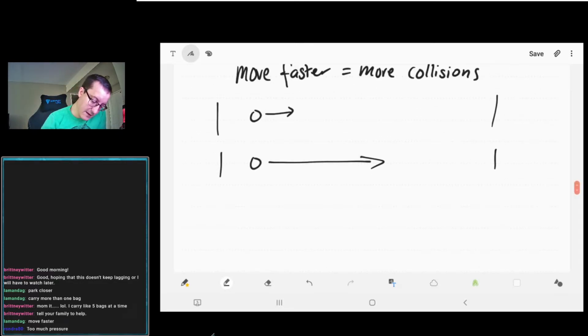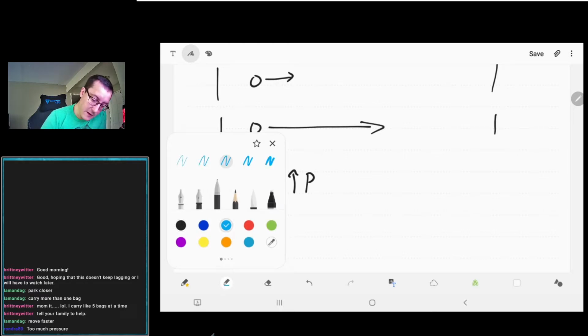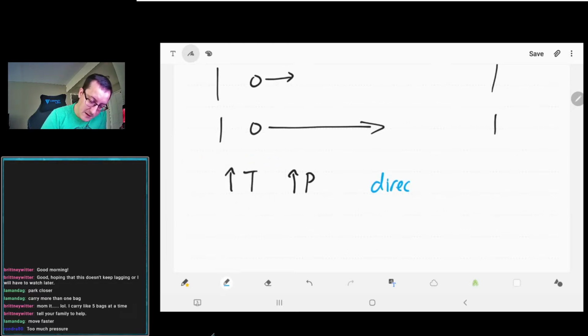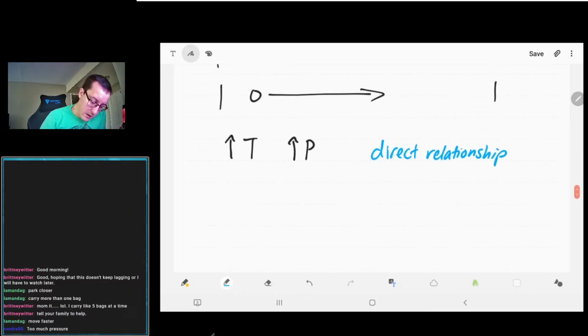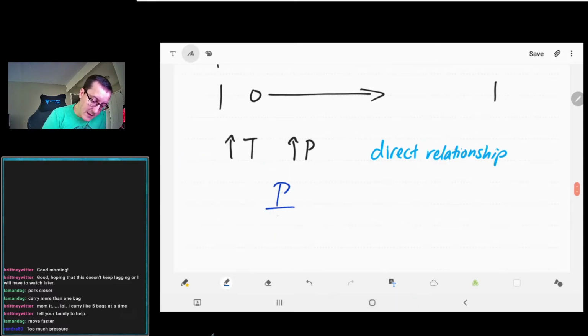And so we're going to see here that the temperature, why did I write that? If temperature goes up, pressure goes up too. Same thing. So this is also a direct relationship. And so we would describe this technically like this, mathematically.